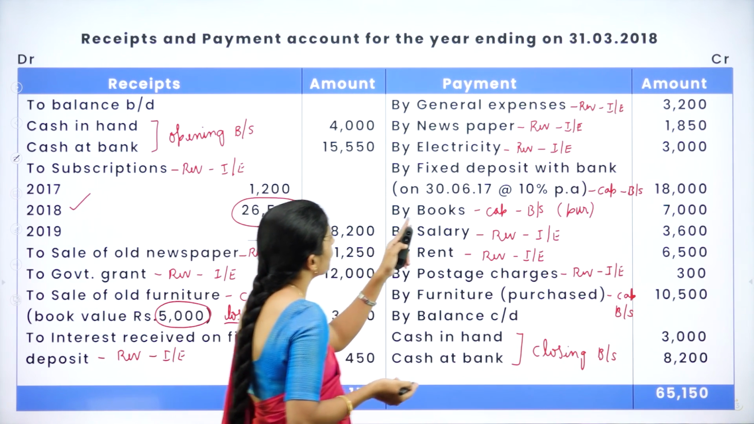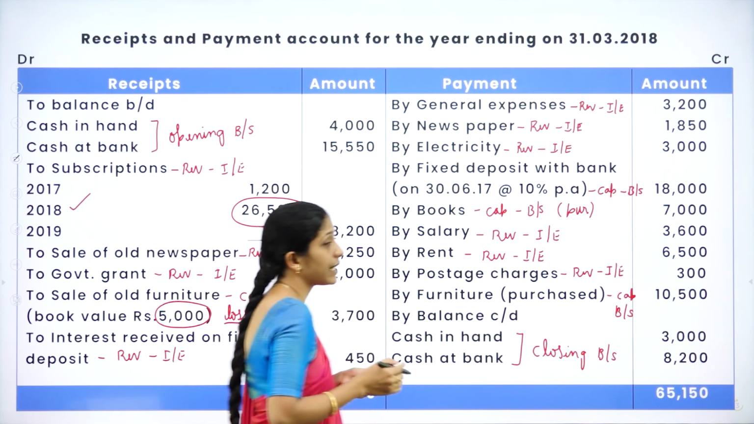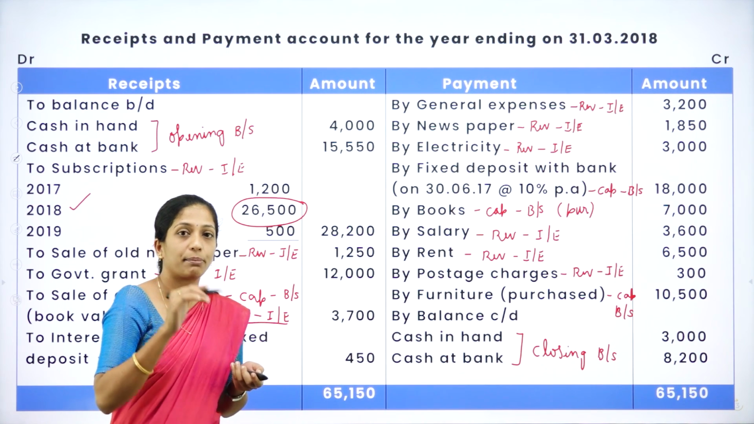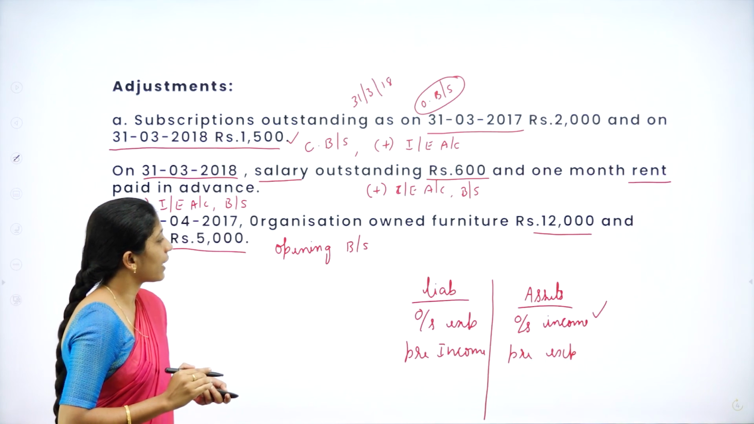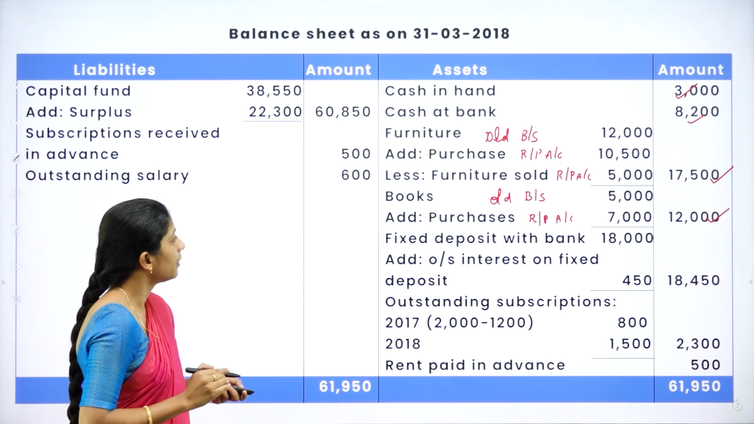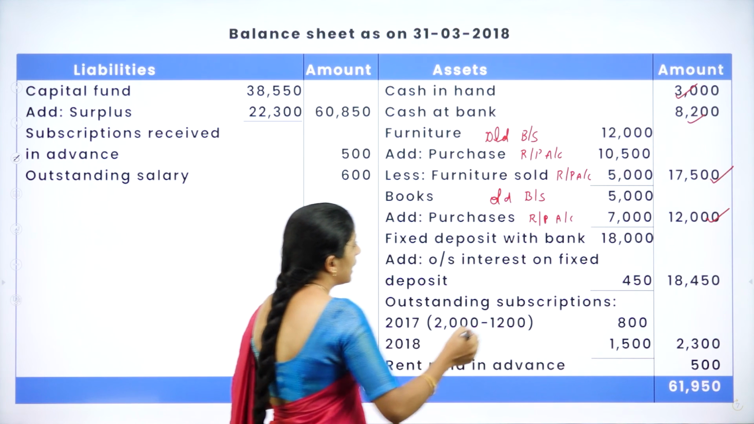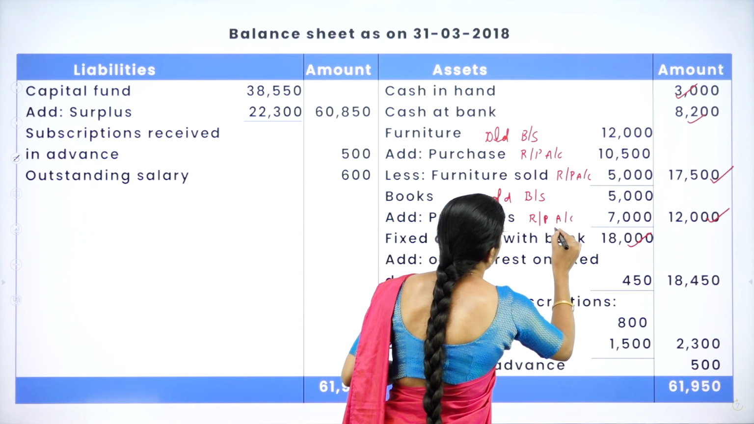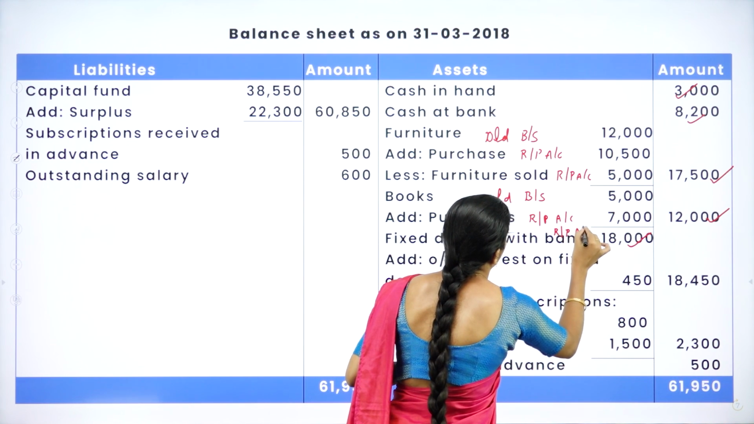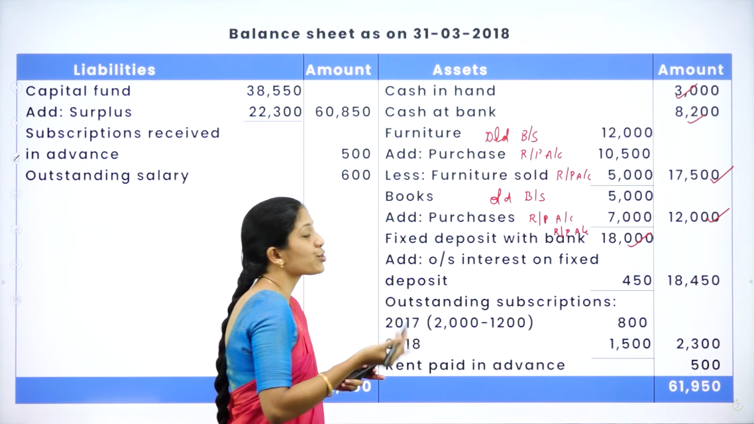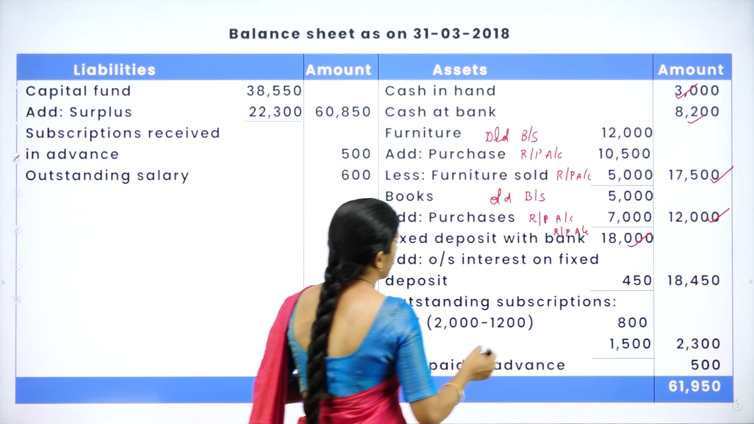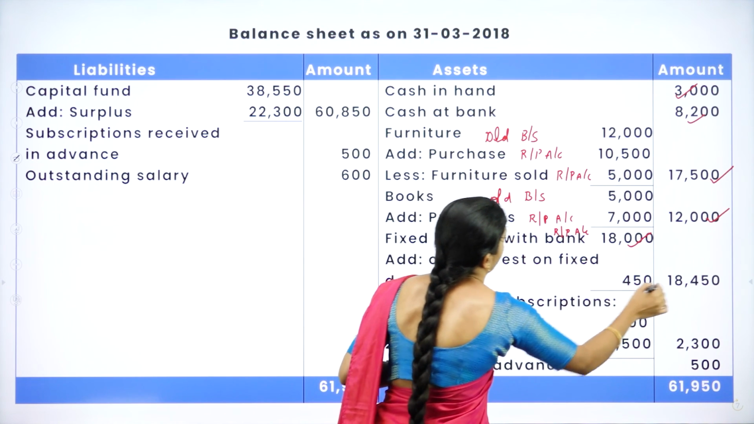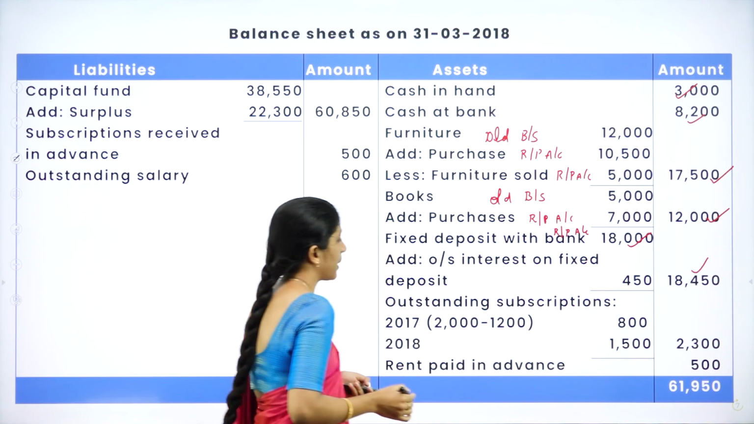That is, we are having fixed deposit with bank 18,000. So we have to record that, but there is an outstanding interest on fixed deposit, right? So how to record? Fixed deposit with bank 18,000, which is given in receipt and payment account. Next we are having outstanding interest on fixed deposit. So outstanding interest on fixed deposit how much? 450. So I will get 18,450. Clear?